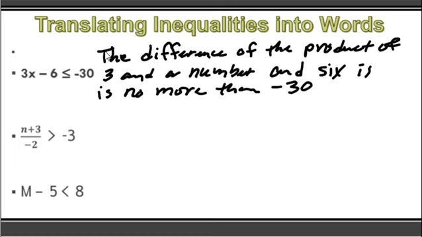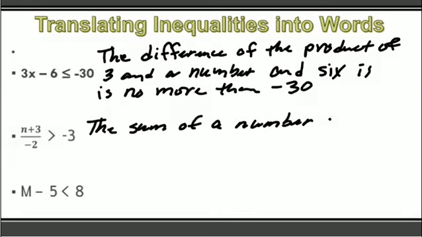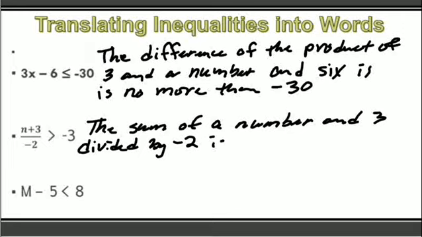Next one, we have n plus 3 divided by -2 is greater than -3. We could say the sum of a number and 3 divided by -2 is greater than -3.